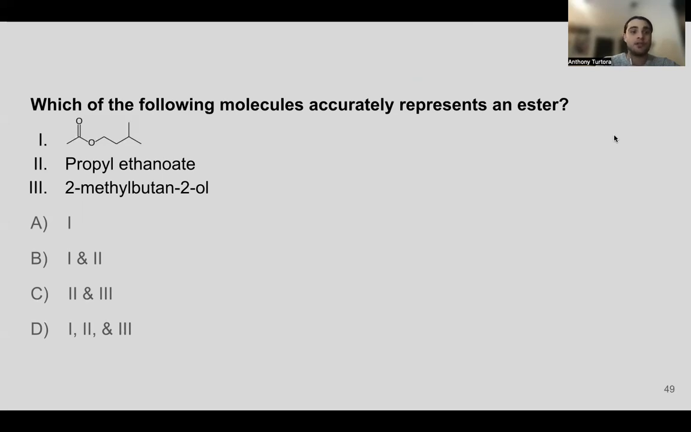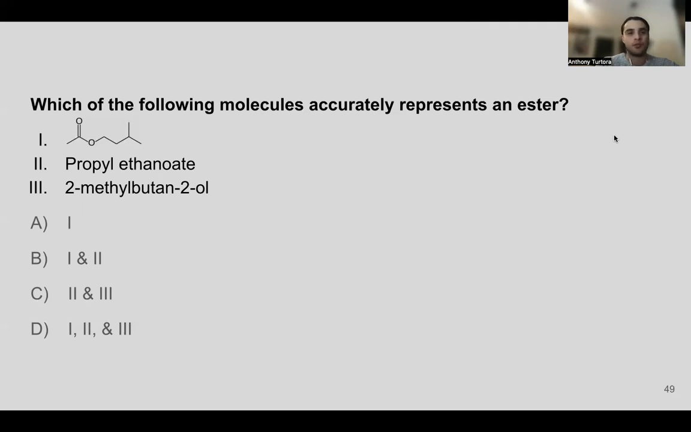So I have 2-methyl butanol. I know it ends in -ol, so it's going to be an alcohol. So I know C and D are wrong, and I know I is correct because it appears in both A and B, but it's II correct. So I have propyl ethanoate. I know -oate is the ending for an ester, so I know that one is also right.